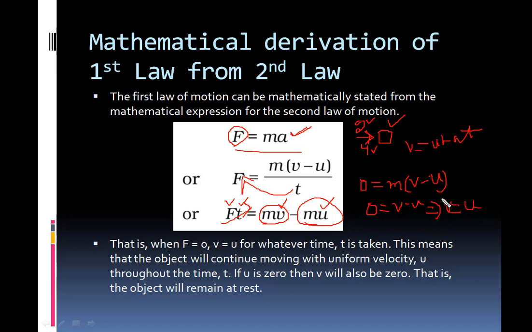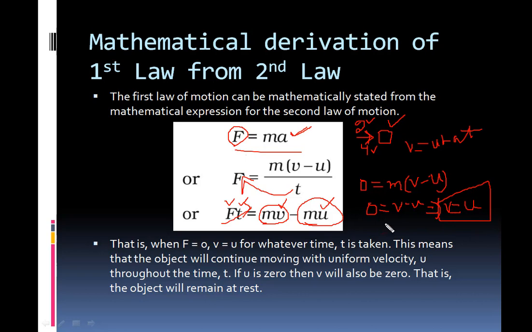So this is the first law of motion. Now, what is the first law of motion? Unless and until an external force is applied on the body, there will be no change in the body, neither in its position nor in its speed.